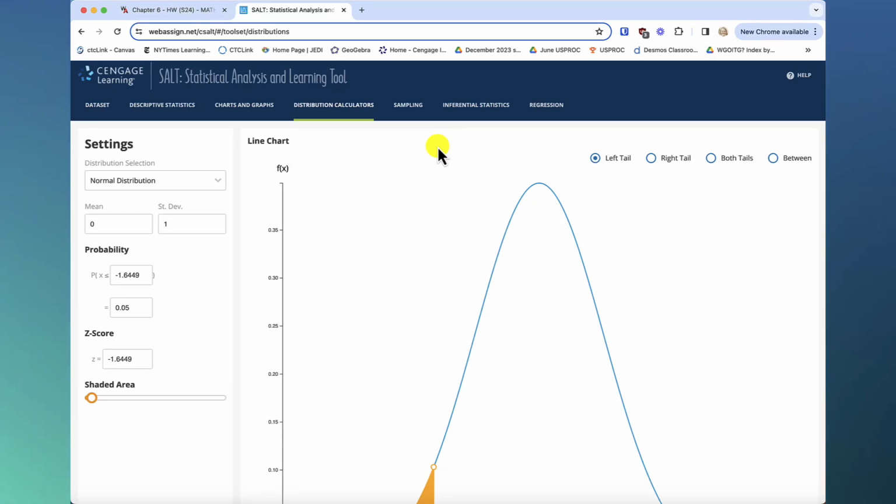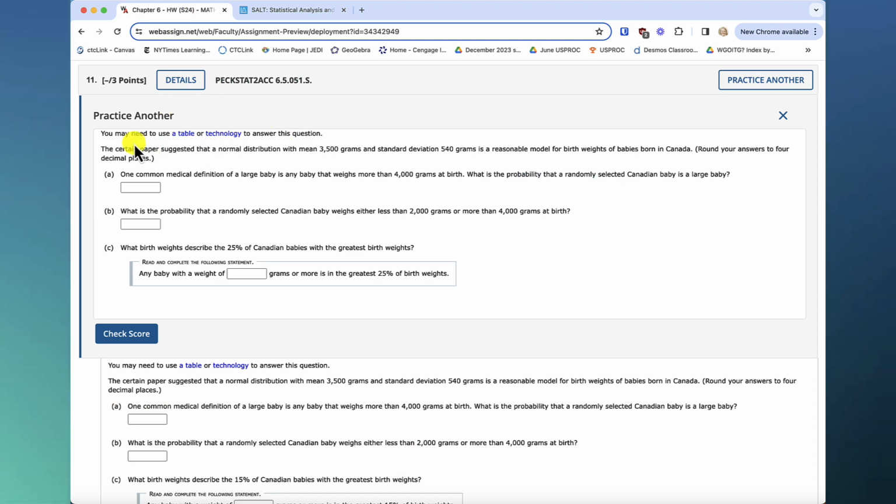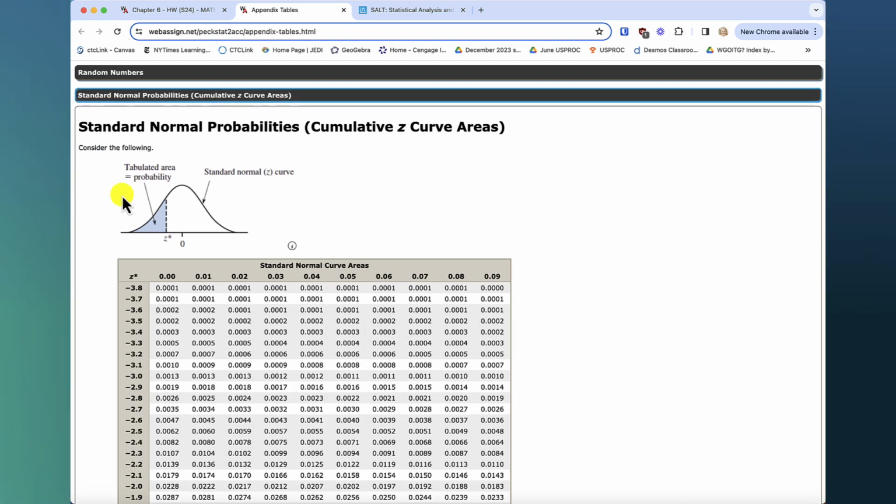Everyone, I wanted to show you how to use SALT for computing probabilities from a normal distribution. You may have come across some homework questions that start with this. You may need to use a table or technology to answer this question. Well, the link to the table does go to a table. You would end up using not a t-curve, but a standard normal curve.